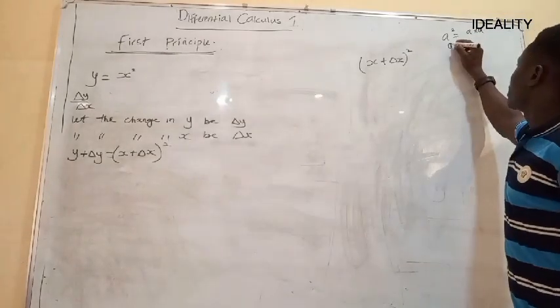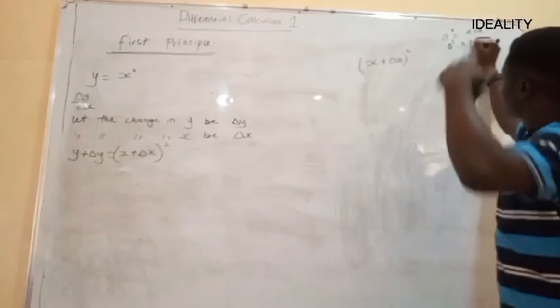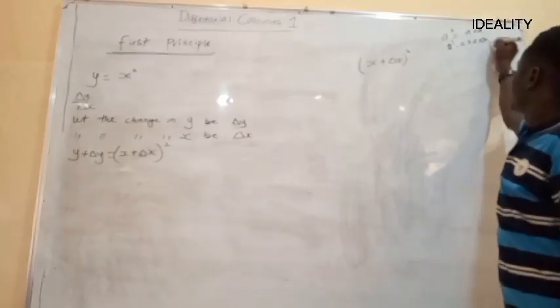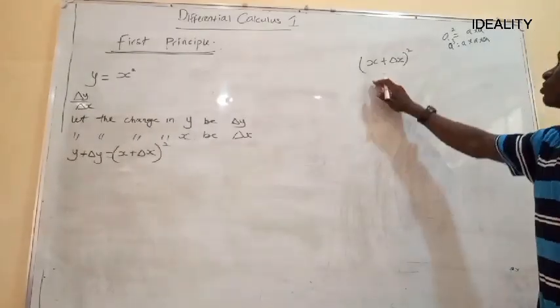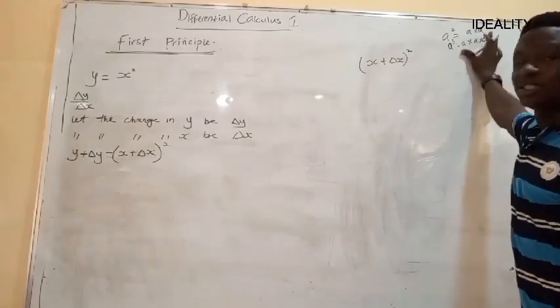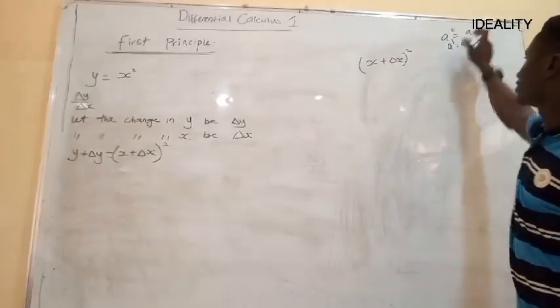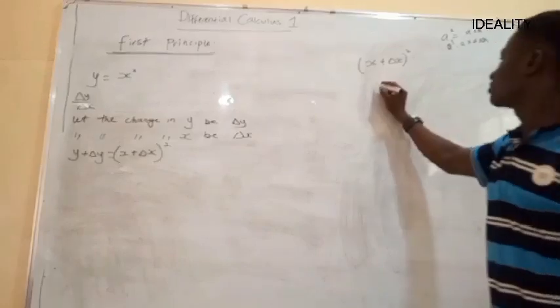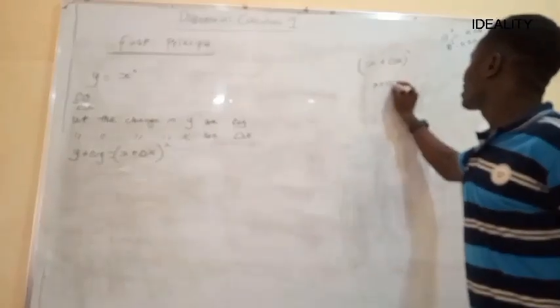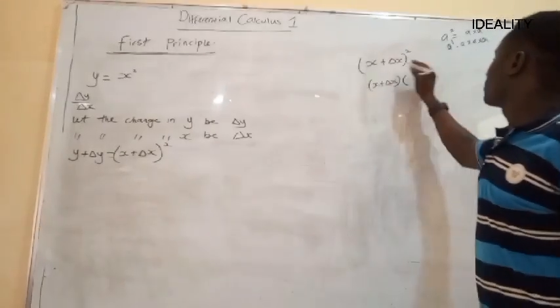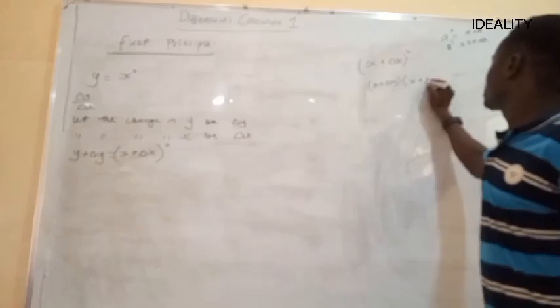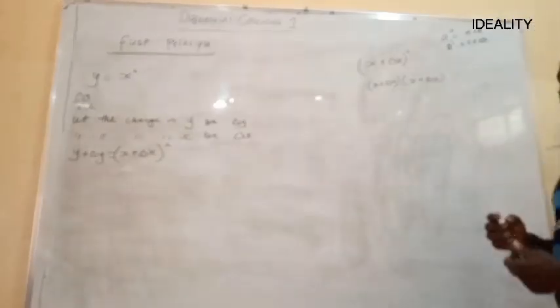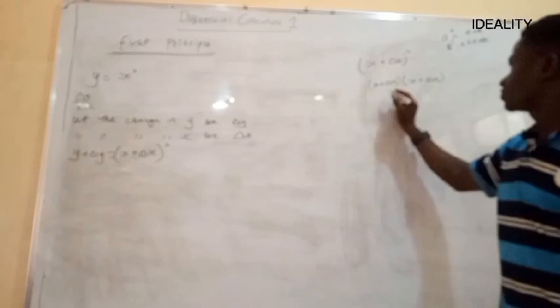If I have a cube, it's simply what? A multiplied by a multiplied by a. You should know that. Now, this one is in two places also, just like a squared, a times a. So this one will also be in two places. So we have x plus theta x multiplied by what? X plus theta x. Now, let's do the expansion.